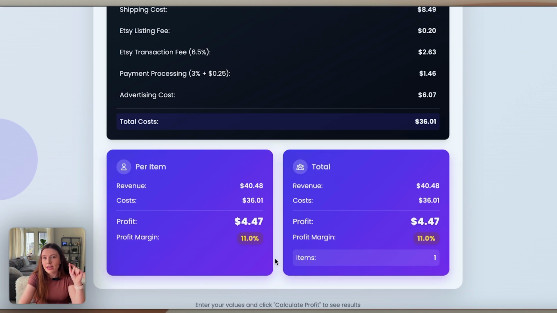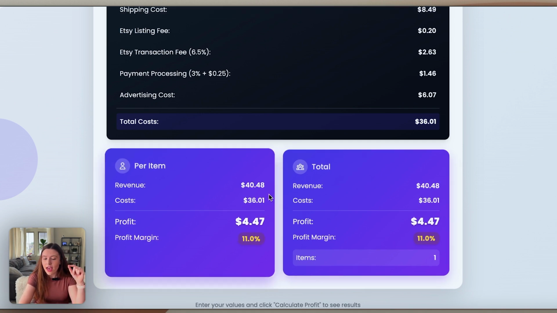Just by putting in a slight advertising fee and assuming that there's going to be some advertising dollars behind this, our profit margin has gone from over 20% down to 11%. So it's really helpful to make sure that you are utilizing profitability trackers like this to ensure that when you are opting into advertising or making a change to your pricing, you are still profitable.